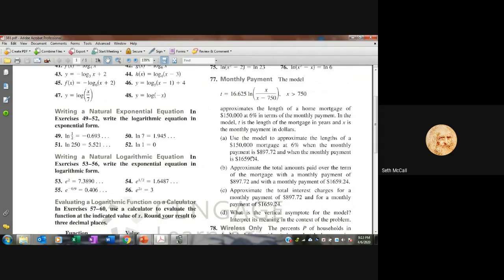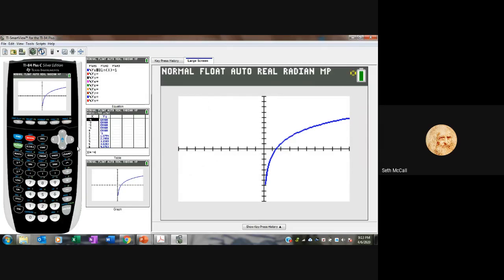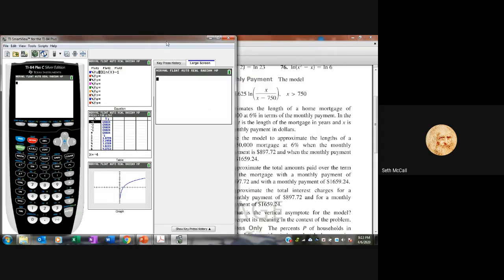And so looking down through this problem, the first thing they wanted us to do was use the model to approximate the length of a $150,000 mortgage at 6% when the monthly payment is $897.72. So this $897.72 is what you need to plug in for X right there and right there. So this is definitely a calculator problem. And so I'm going to see if I can minimize this and see both the problems. Looks like I can, roughly.